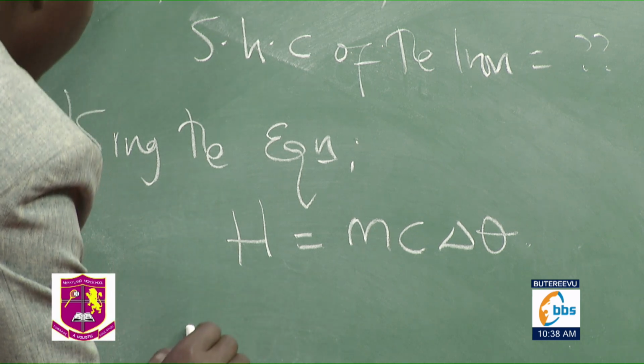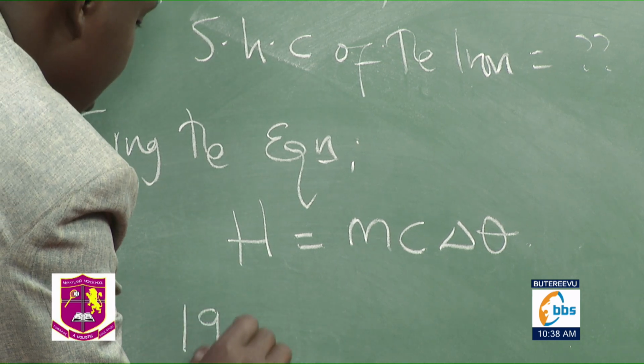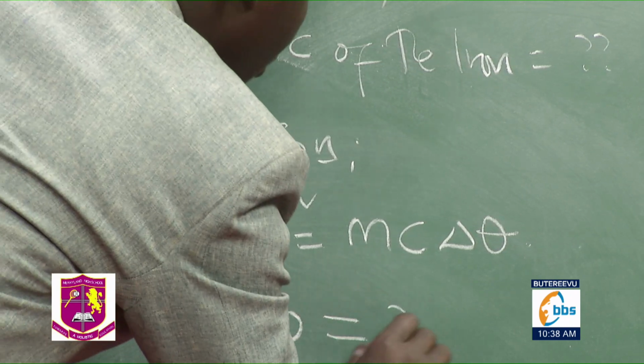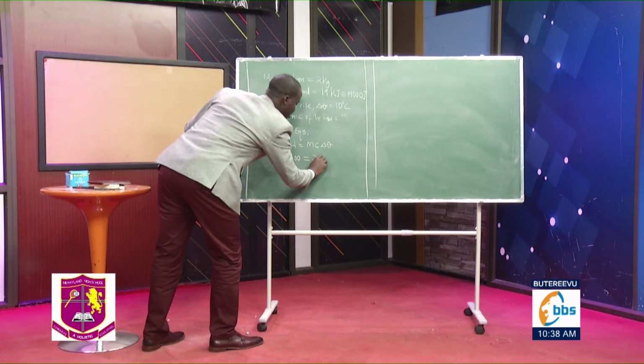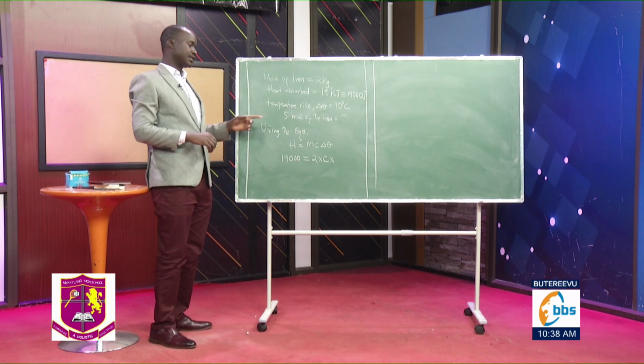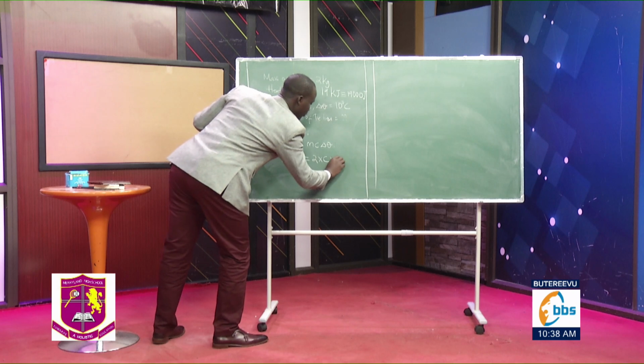So on this side is the heat energy, which is 19,000. We are having a mass of 2 kilograms. Specific capacity, unknown. This is what we are looking for. But temperature difference is 10 degrees.